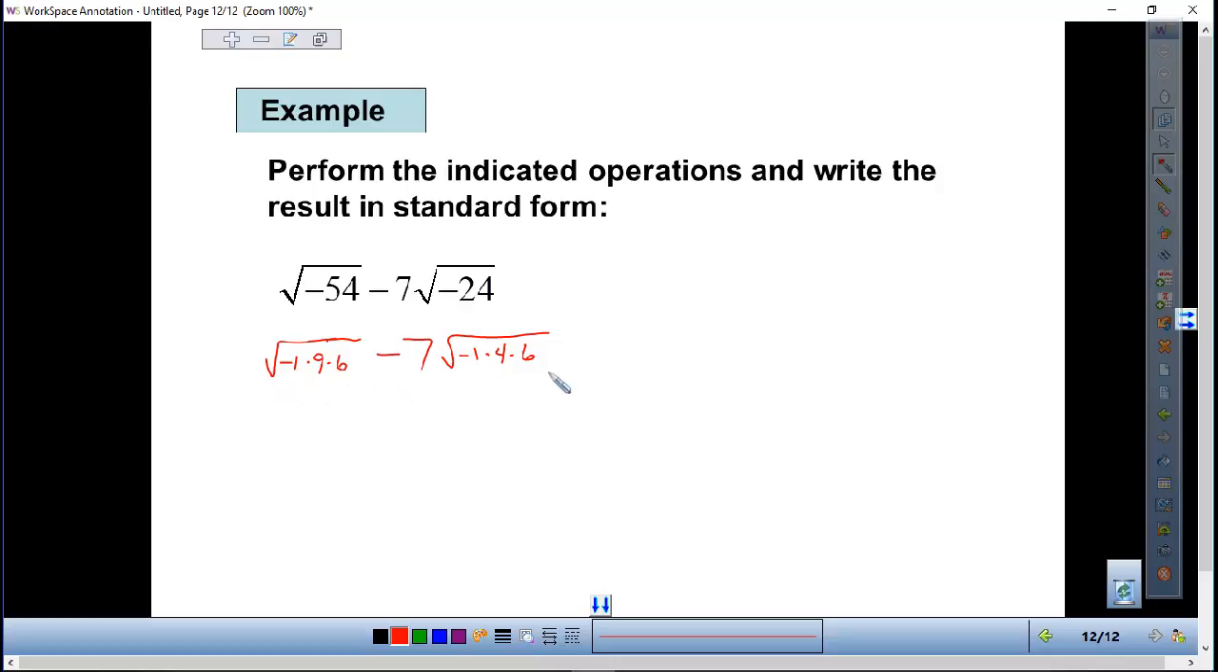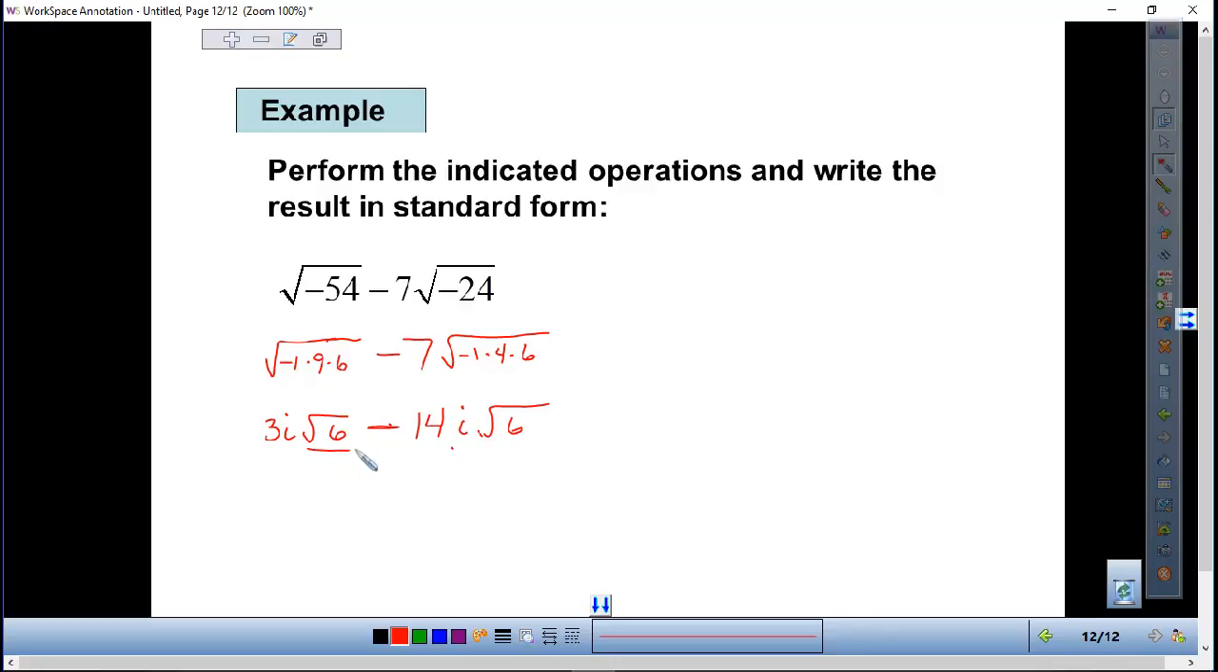Now, everything that's a perfect square can come outside. So I've got the square root of negative 1, i. The square root of 9, 3. So I've got 3i times the square root of what's left inside, just the 6. And over here with this one, i's coming out and 2's coming out. So minus 14i square roots of 6.